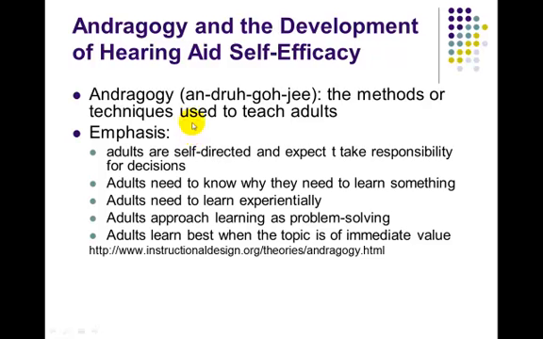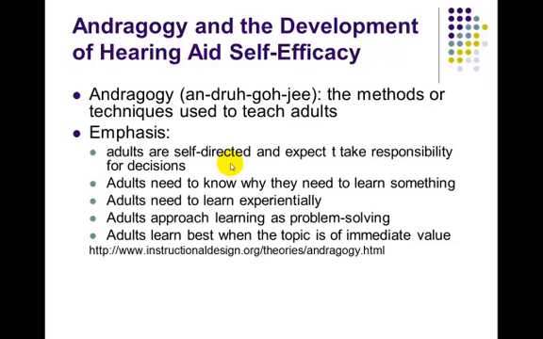So there's a different emphasis. Adults are self-directed, and we expect adults to take responsibility for their decisions. Adults need to know why they need to learn something, right? When we teach at the elementary school level, you teach them and they say, okay.